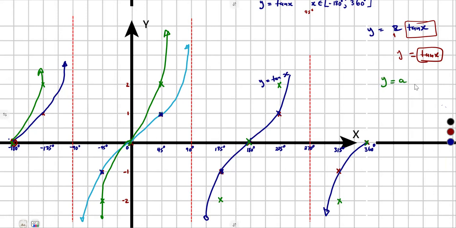Y is equal to a f of x. F of x, y value. Just multiply the y values by what? By a, directly. Same concept here. We're going to have something like this to this value, like this, all right? Then here, this way, up to 0 there. So this is now the graph of y is equal to 2 tan of what? 2 tan of x. From the original graph of what? Y is equal to tan x. That is the effect.